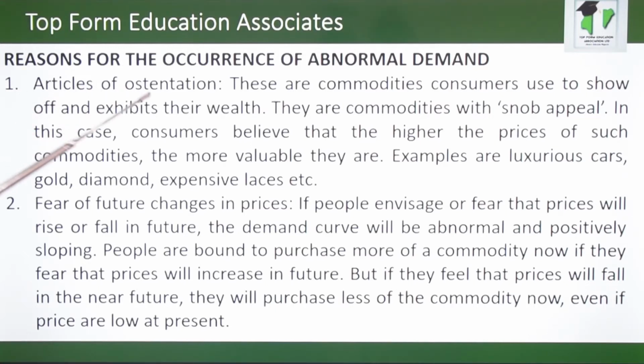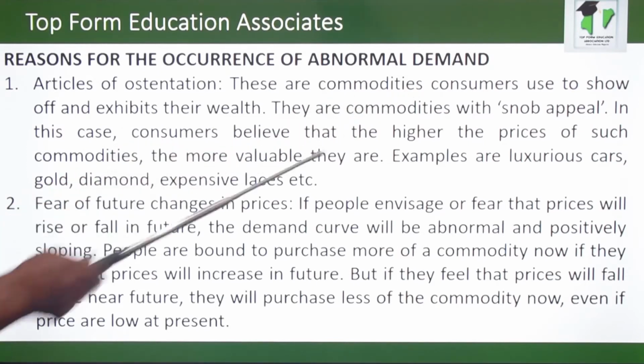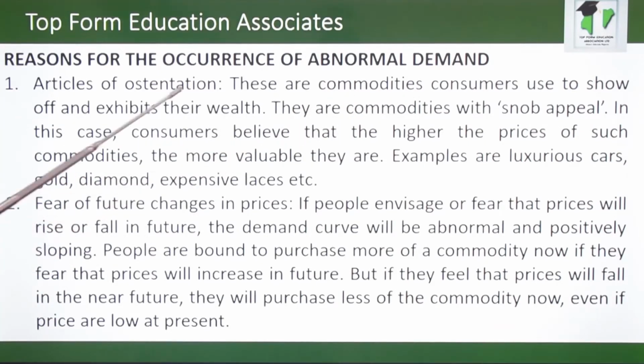So, articles of ostentation. These are commodities consumers use to show off or exhibit their wealth. They are commodities with snob appeal. In this case, consumers believe that the higher the prices of such commodities, the more valuable they are. What are the examples? Luxurious cars. The more expensive cars are bought by the very rich to distinguish them from average people. Gold, diamond, expensive laces. People buy them when their prices are higher to show off and exhibit their wealth. So because of articles of ostentation, that's one of the reasons we have abnormal demand.